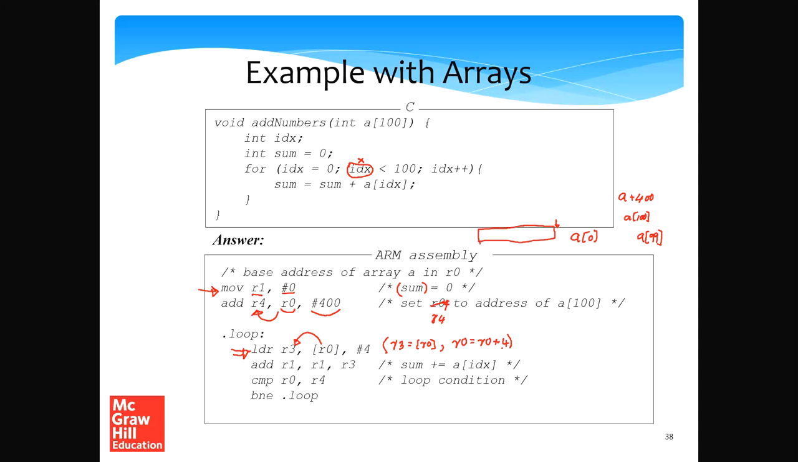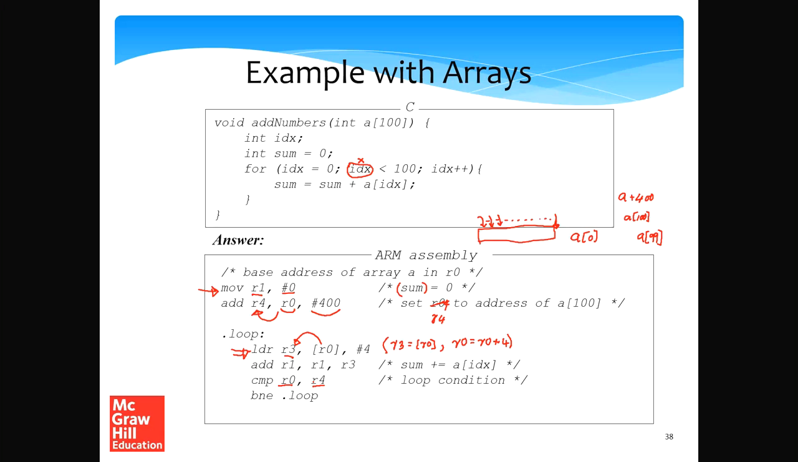Then we shall increment R0. Subsequently, the value that we read, we shall add to the sum. So this is the same as computing sum plus equals A[idx]. And here, since we are incrementing R0 in every iteration, we just compute whether R0 has reached R4 or not, which essentially means we are treating R0 as a moving pointer, first pointing to the first element, then the second element, then the third element, till it reaches the end of the array and goes out of it.